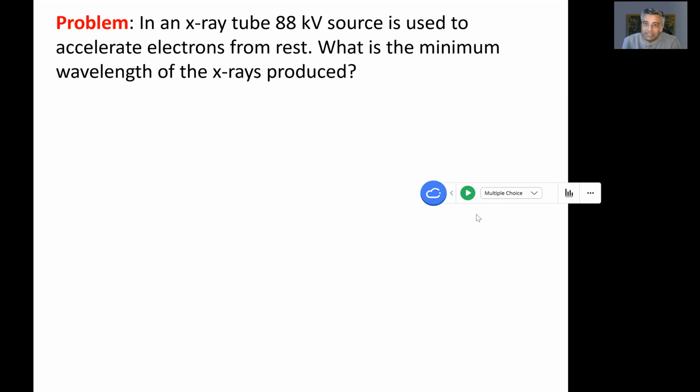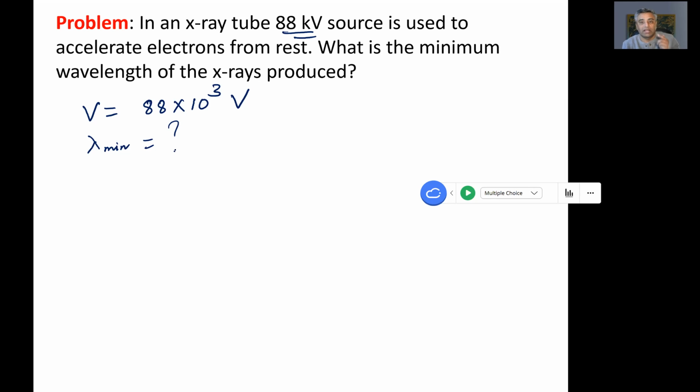So let's use that equation. In this case, what's happening is that there are 88 kilovolts. So that means the potential difference here is 88 kilovolts, which means 88,000 volts. Okay, we want that in volts to isolate the electron charge from the rest. What is the minimum wavelength of the X-ray produced? Lambda minimum is what?